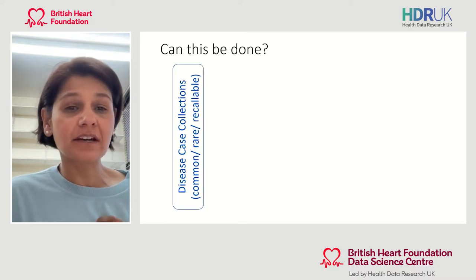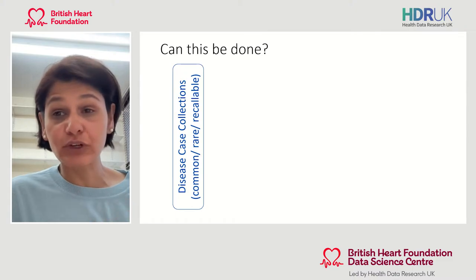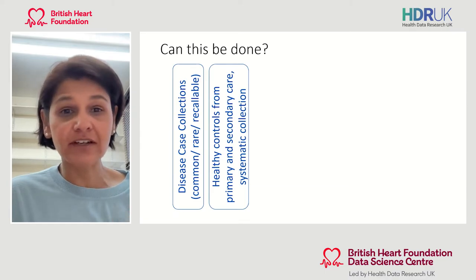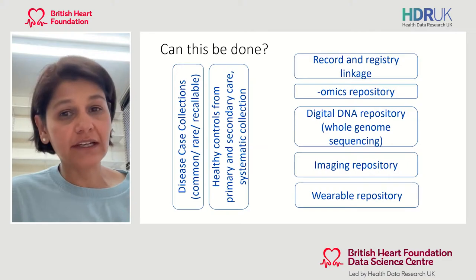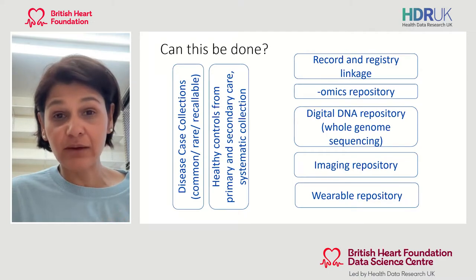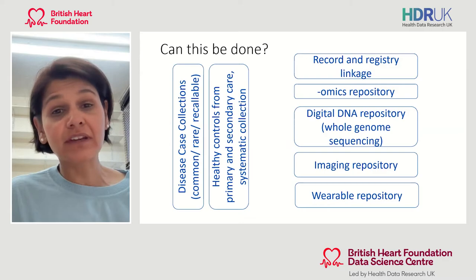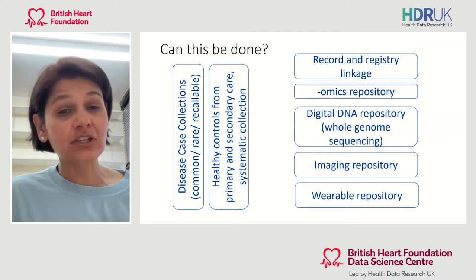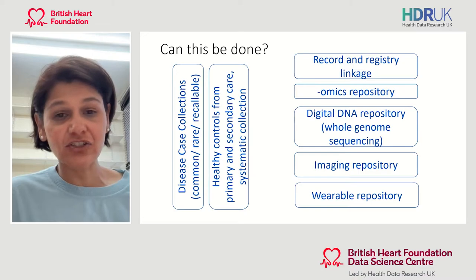And so we can begin to design case collections of common, rare, and recallable individuals, draw controls from the healthy population, both from primary and secondary care, but then enhance these by record and registry linkage, which again, we've already heard about, creating omics repositories very much in the vein of UK Biobank and other cohort studies. And remembering that some of these repositories will become digital in time. So DNA can be extracted, sequenced, and then disposed of, so you don't have the headache about storing it over a long period of time. Imaging repositories, so that we can link imaging, as we've very nicely heard, to genetic data to understand causes and consequences of disease, and obviously a wearable repository with appropriate consents.